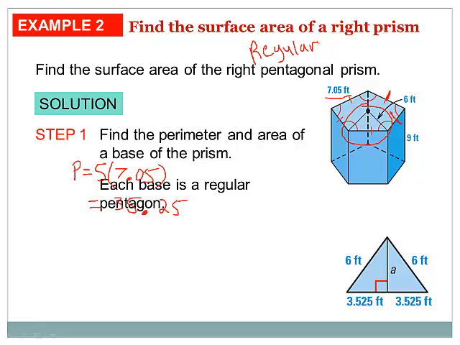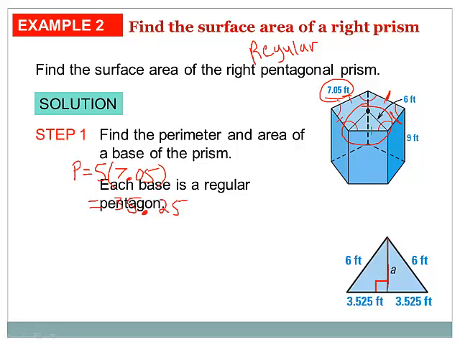Remember, it goes from the center to one of the sides and creates a right angle. This is the apothem. So we drop down an apothem, and the apothem cuts the central angle and the side length in half. We know our side length. We found that in the perimeter. So our side length is up here, and that's 7.05. So we divide that by 2, and we have 3.525. And that is going to be half of our side length.